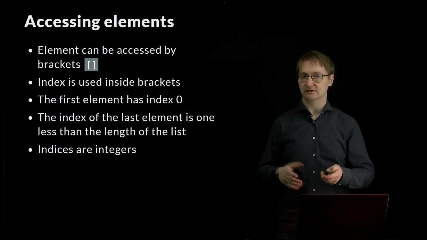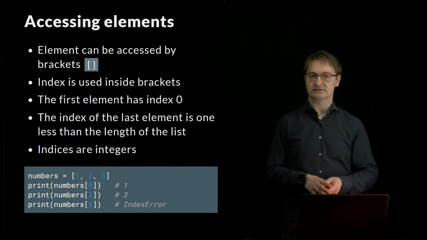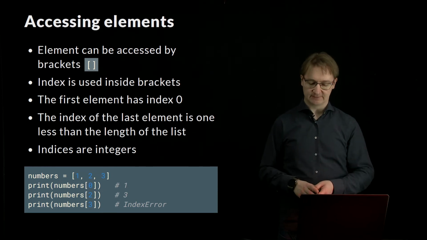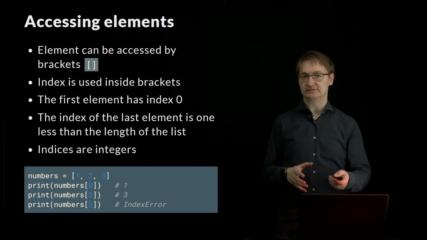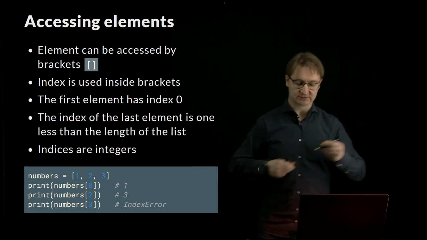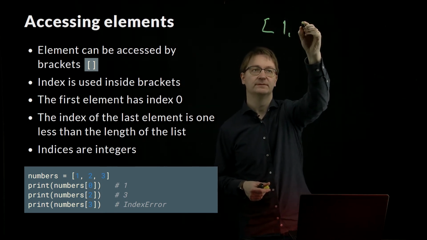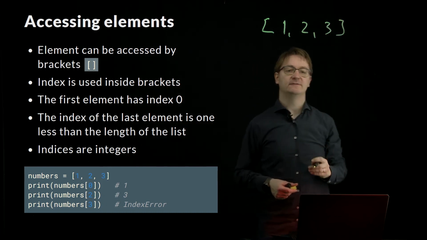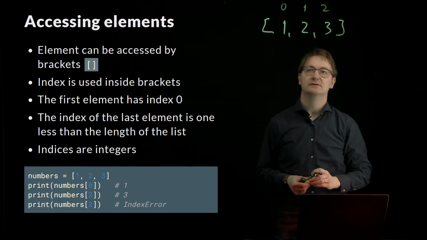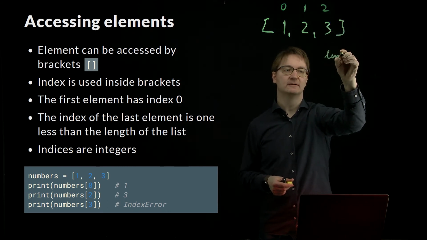And indices are integers. For example, if we have a list of numbers and we want to access or print out the first element, then we have to use the index 0. If we want to get the last element, then the index is 2 and so on. I will just write the same thing on the board. If you have a list of 1, 2, and 3, then the indices are 0, 1, and 2. Because we start from 0, the last element is always length minus 1.